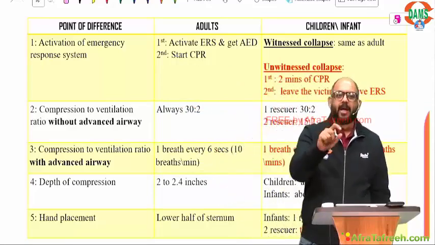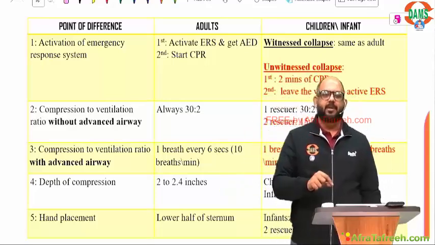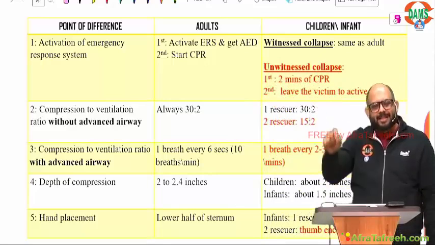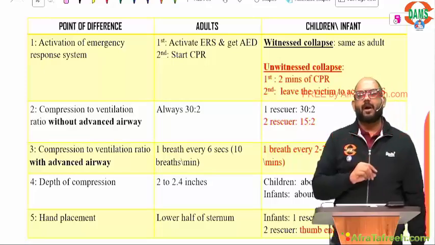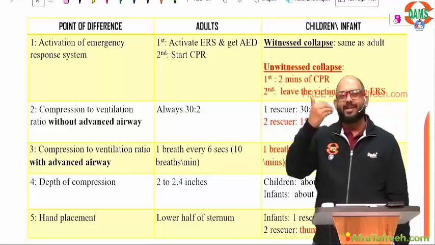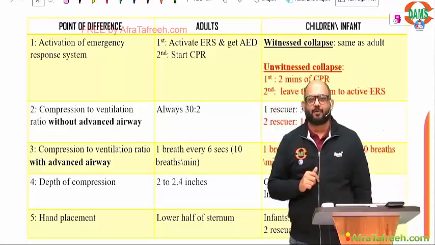But if there is an unwitnessed collapse in a pediatric patient, then you will first give 2 minutes of CPR, then leave the victim and go call for help. Why? Because the most common causes of cardiac arrest in pediatric patients are respiratory rather than cardiac. So you need to first give 2 minutes of CPR. It is potentially life-saving for the baby.